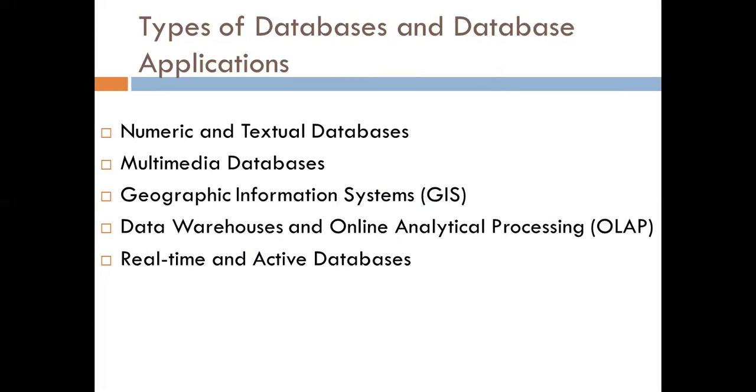Next, data warehouses and online analytical processing databases. These data warehouses are large sets of data which are used in many companies to extract and analyze useful information from a very large database for decision making purposes. This online analytical processing is mainly used for reporting and analysis. It is also part of big data.